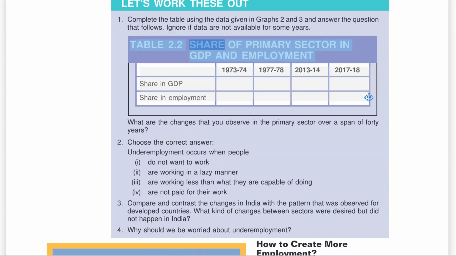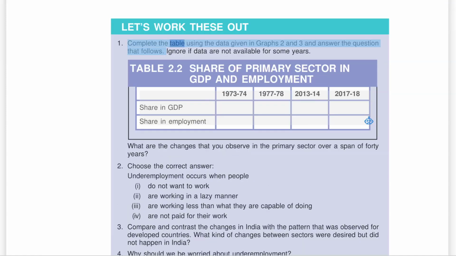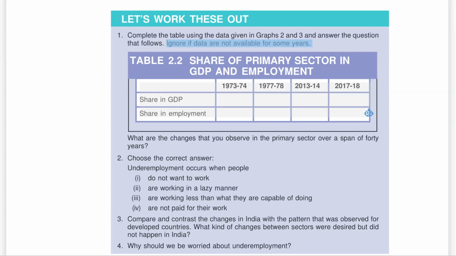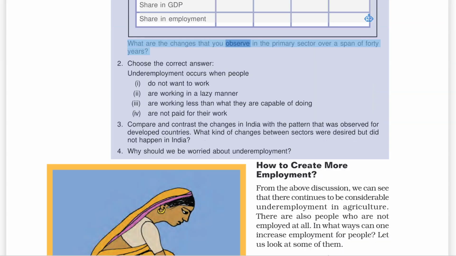Table 2.2: Share of primary sector in GDP and employment. 1. Complete the table using the data given in graphs 2 and 3 and answer the question that follows. Ignore if data are not available for some years. What are the changes that you observe in the primary sector over a span of 40 years?